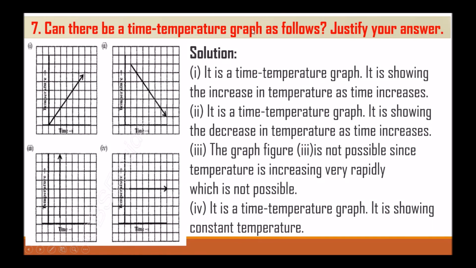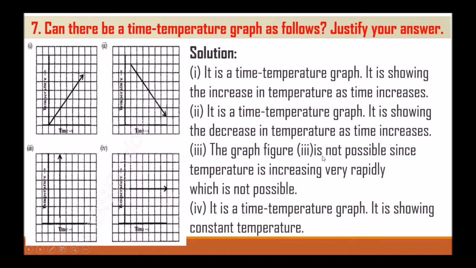Can there be a time temperature graph as follows? Justify your answer. It is a first graph. It is time temperature graph. It is showing the increase in temperature as time increases. Second, it is a time temperature graph. It is showing the decrease in the temperature as time increases.